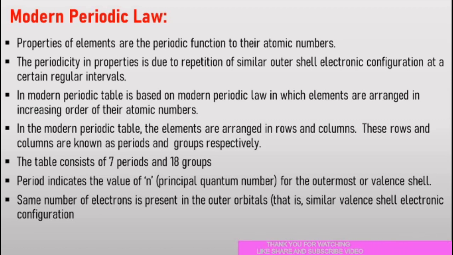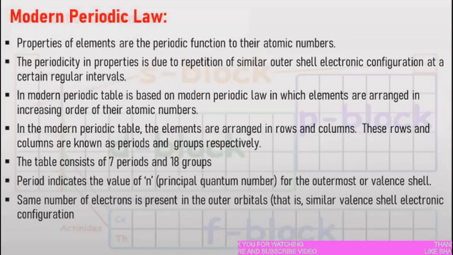In the modern periodic table, the elements are arranged in rows and columns. These rows and columns are known as periods and groups respectively. The table consists of 7 periods and 18 groups, meaning 7 rows and 18 columns. Periods indicate the value of n, that is the principal quantum number for the outermost or valence shell. The same number of electrons is present in outer orbitals, that is, a similar valence shell electronic configuration.